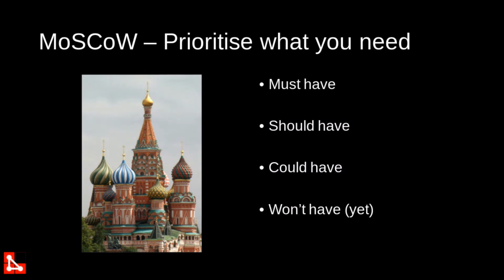Moscow is an acronym standing for must have, should have, could have, and won't have yet. It's very easy to remember. Moscow: must have, should have, could have, and won't have yet. Now, a must have are requirements that if you do not have them, you don't have a minimum viable product. Now, what's a minimum viable product? Let's say I'm building a car. The minimum viable product is a car that I can sell. So it must have a motor, it must have four wheels, it must have a steering wheel, probably some brakes and some lighting, and comply with the regulation.